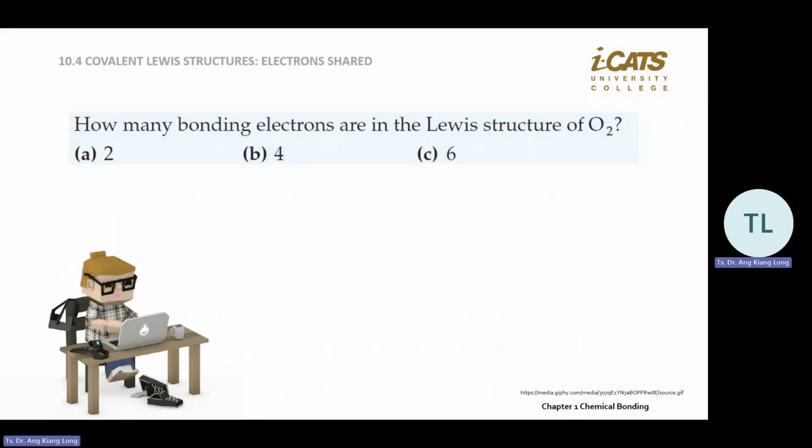Okay, so this is just an exercise. How many bonding electrons are in the Lewis structure of oxygen, O2? This step is quite easy, because it gives you O2 already. O2 means both atoms are oxygen. You go to the periodic table in the tutorial, and you know the group number, so you know the valence electrons.